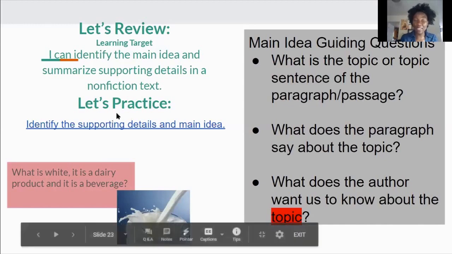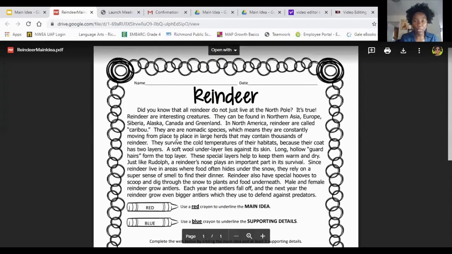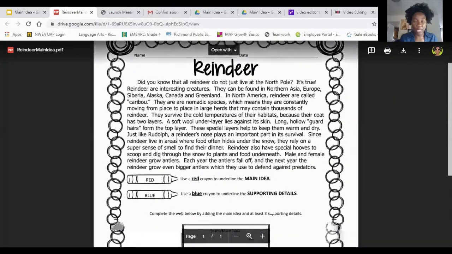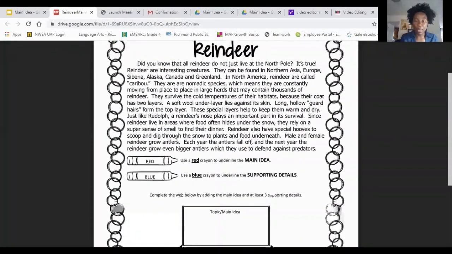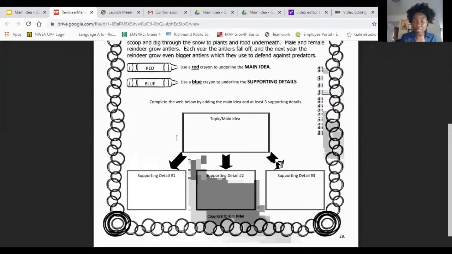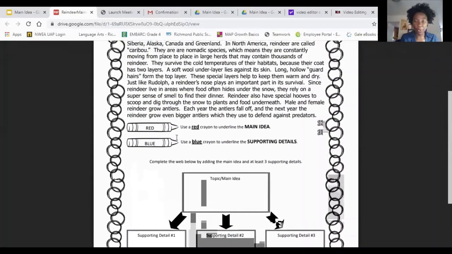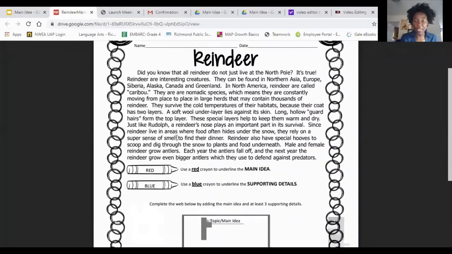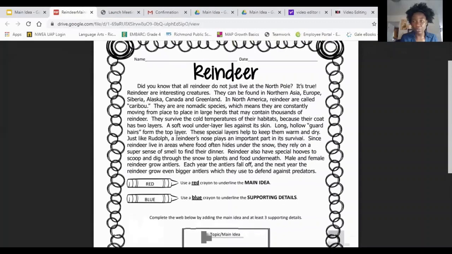Now let's look at our at-home practice worksheet. Here we have it, boys and girls. This is a passage that you will be reading and identifying the main idea. The graphic organizer is already there for you. You will need some crayons as well to identify your supporting details in blue and your main idea in red.